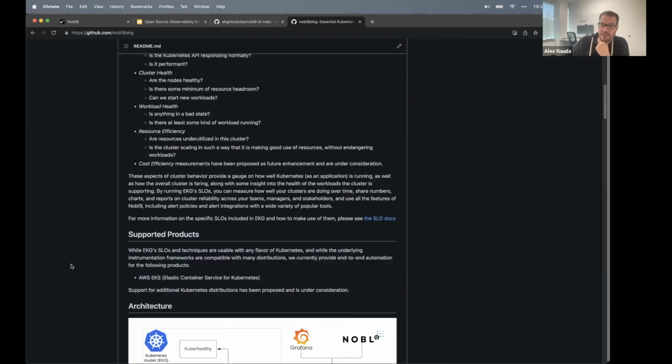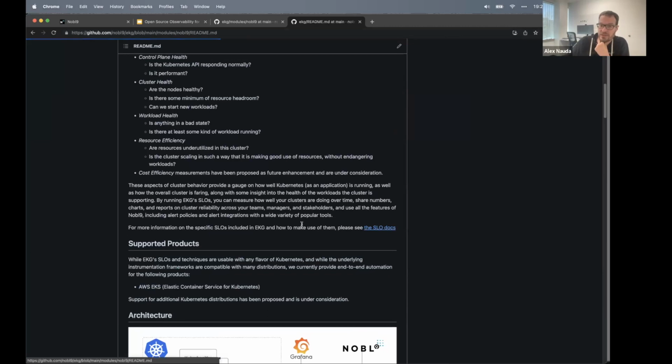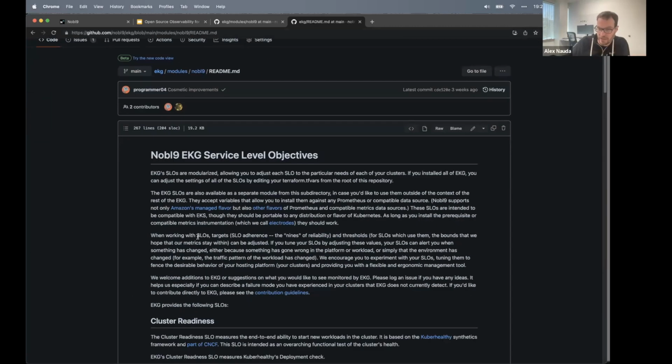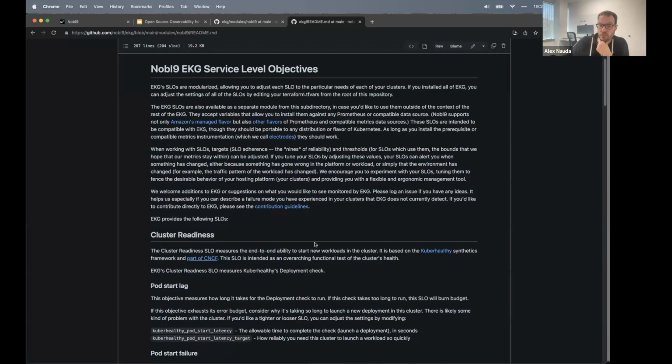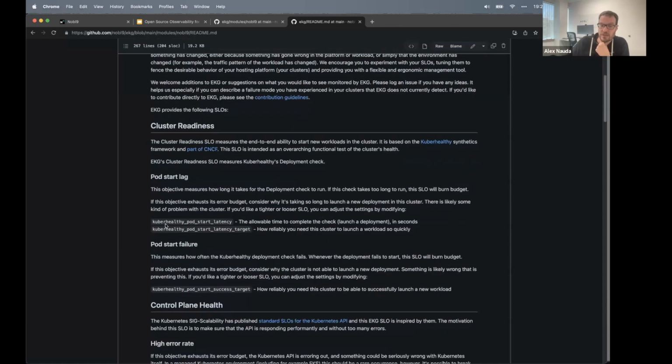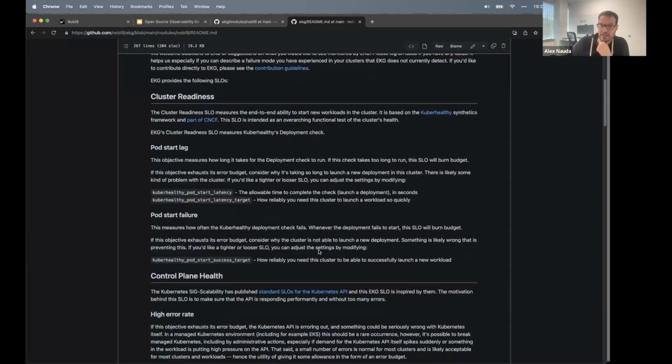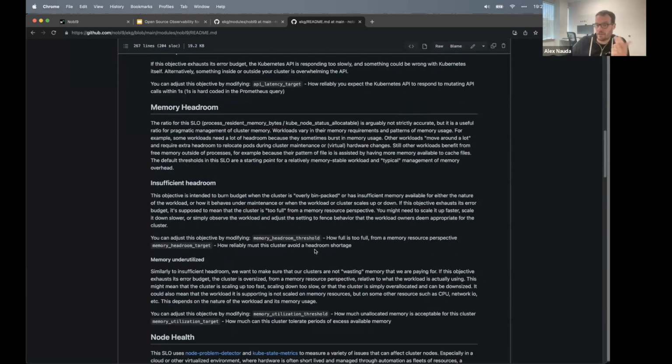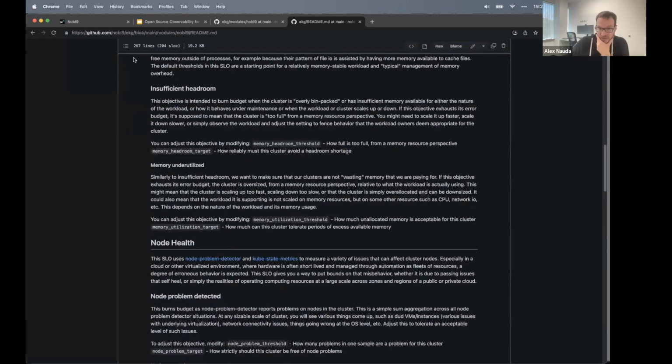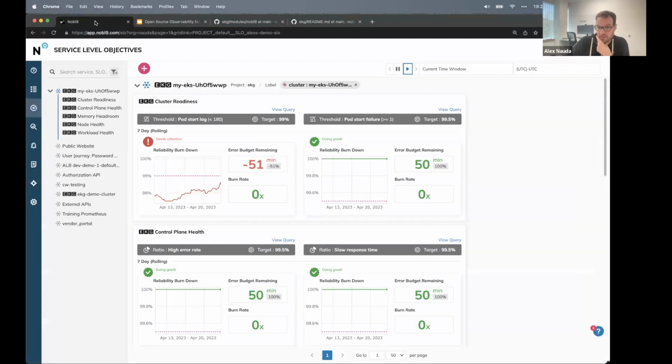We also have in there a detailed explanation of what the SLOs do, which I won't be reading through, but this will tell you why we define the SLOs we did, how to use them, how to reconfigure them and tweak them to your needs. And I'll spend some time explaining that in the context of how they look inside of Noble 9.